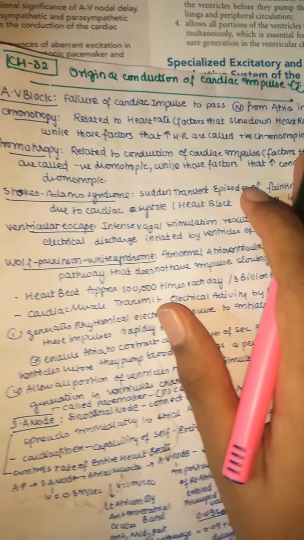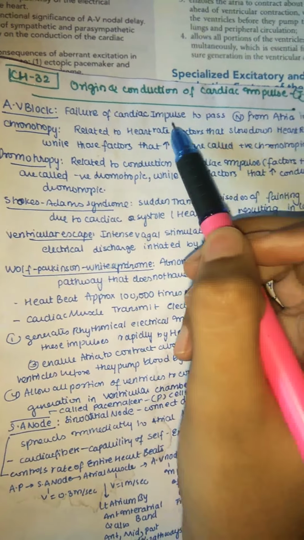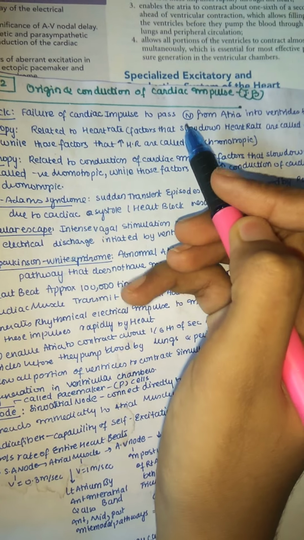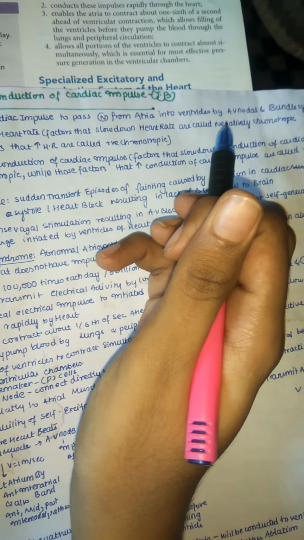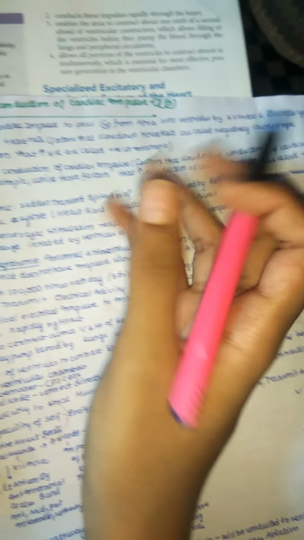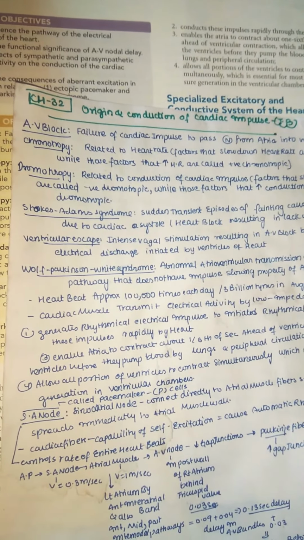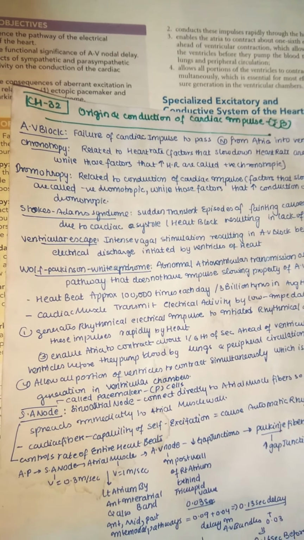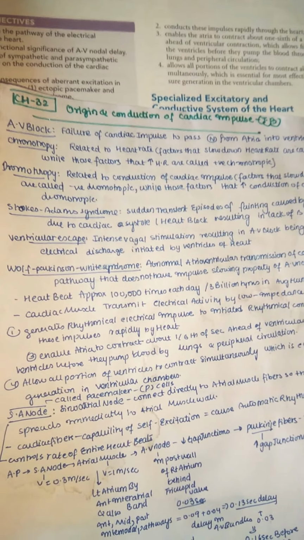So you can see first what is AV block. The failure of cardiac impulse to pass normally from atria to ventricles by AV node or bundle system. So you can understand AV block is nothing but the AV node is blocked, so that the impulses which are coming from atria are not able to go into the ventricle.